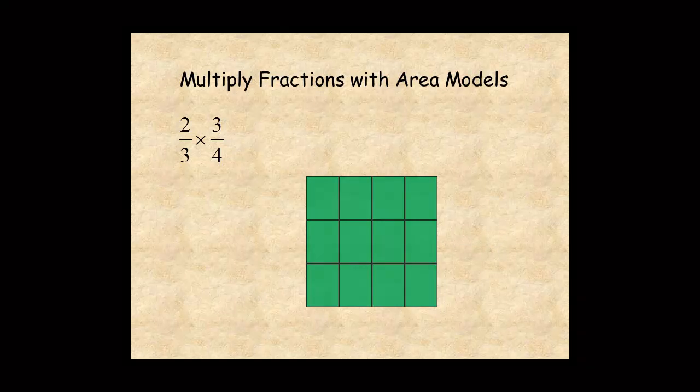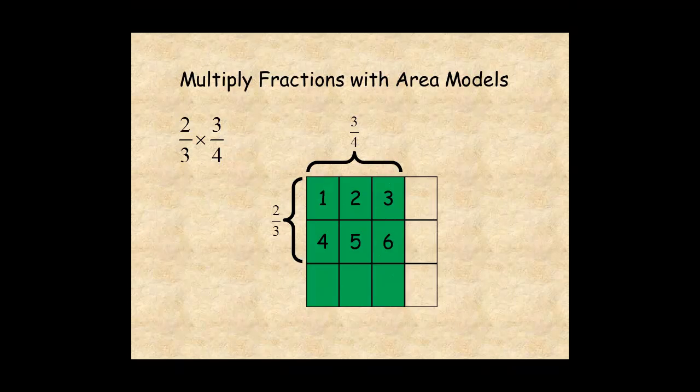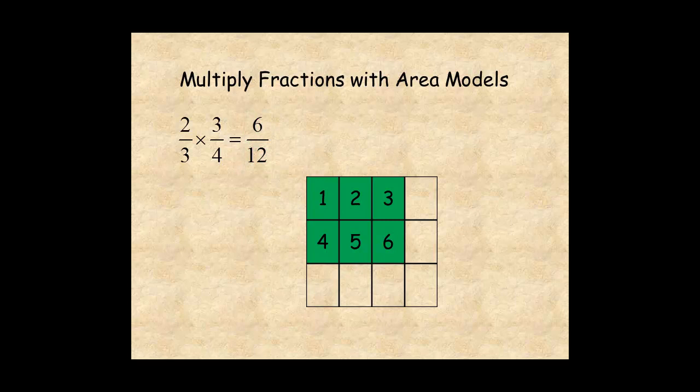Now shade a rectangle, 2/3 units wide and 3/4 units long. Since a total of 6 out of 12 units are shaded, the area of the rectangle is 6/12. Now notice that if you rearrange the parts, you can see that 6/12 is equal to 1/2.